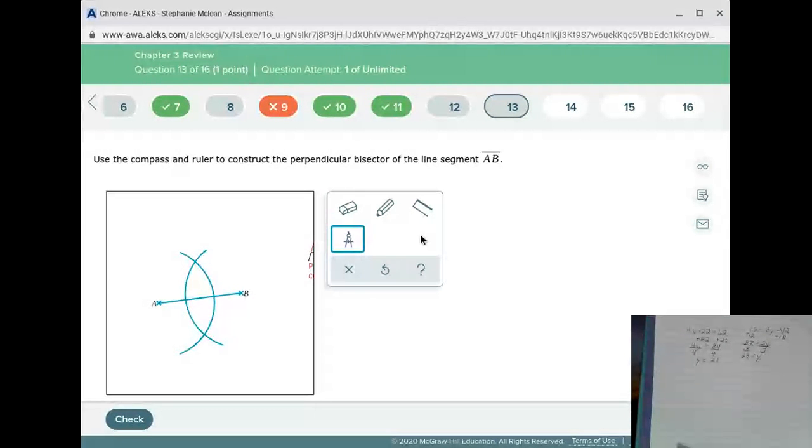Then you're going to take your ruler and draw a line from the top point where those arcs cross to the bottom point where those arcs cross. And that is your perpendicular bisector of the segment AB.